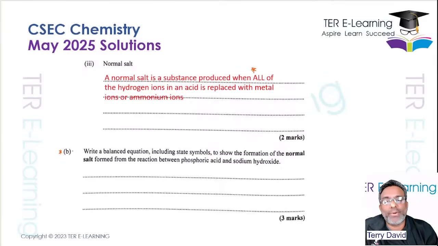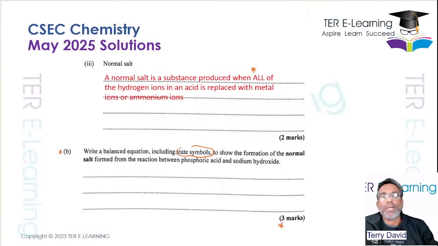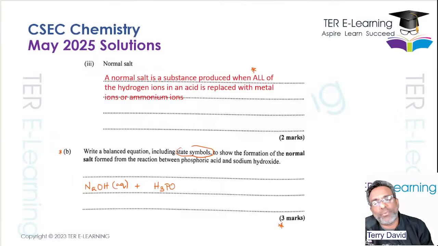For this part here, write a balanced equation including state symbols. The fact that they said including state symbols is why they have 3 marks for this. So if you don't put the state symbols, you're going to lose the mark. So you want to form a normal salt with phosphoric acid and sodium hydroxide. So let's start. Sodium hydroxide is NaOH, that's aqueous, plus phosphoric acid. They gave you the formula, H3PO4, and that's aqueous as well.